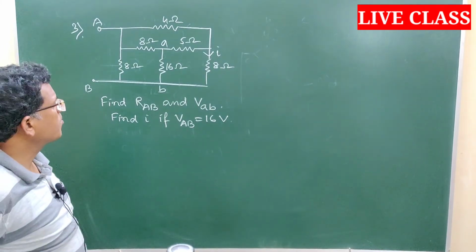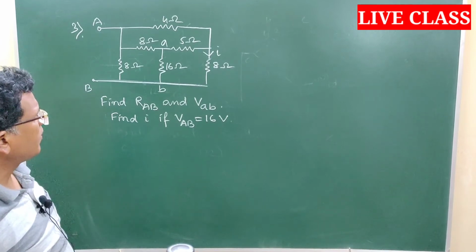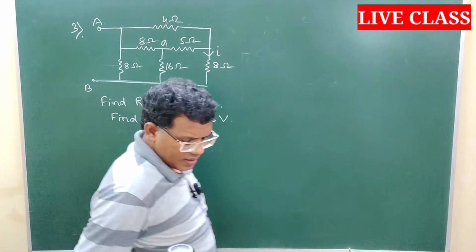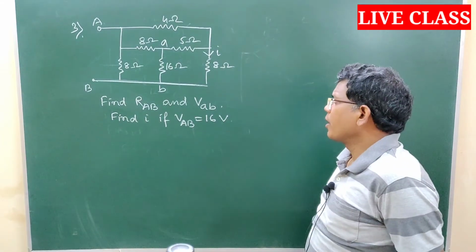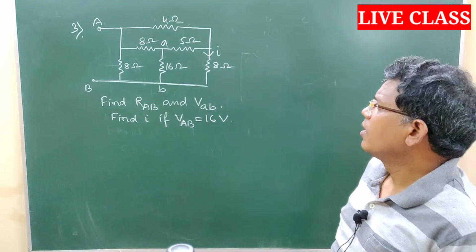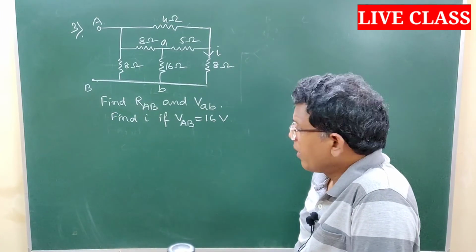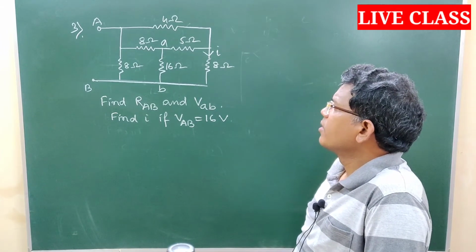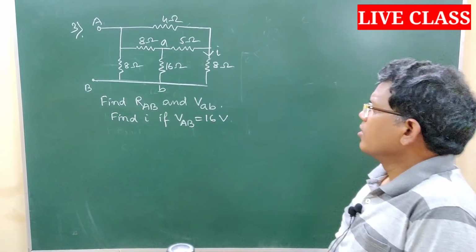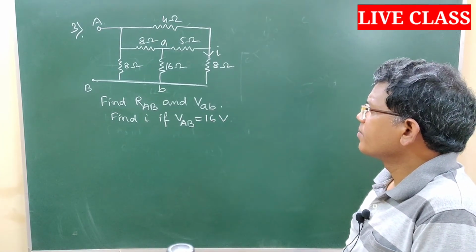We need to find RAB. You can simplify the circuit as I have suggested in the previous problem. The important thing is to give names to the junctions to simplify according to our general structure drawing. Based on the general structure drawing you can simplify it.